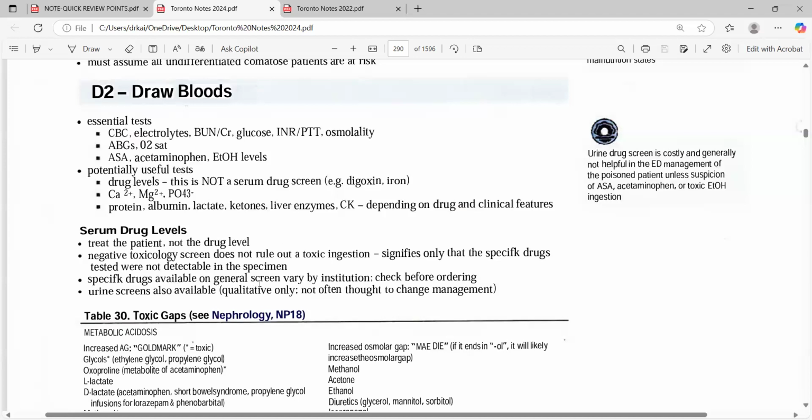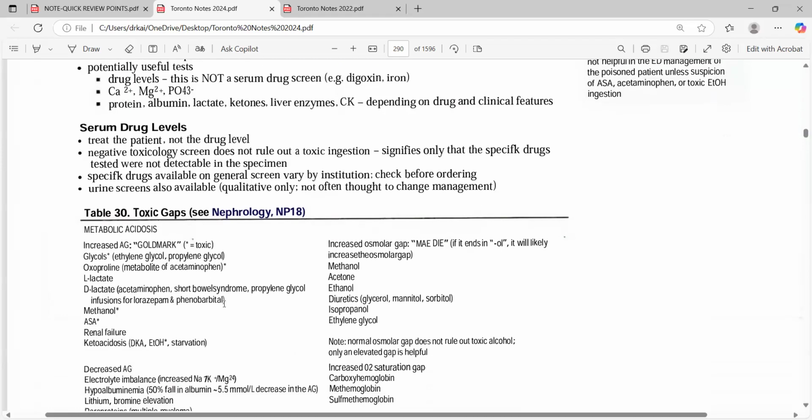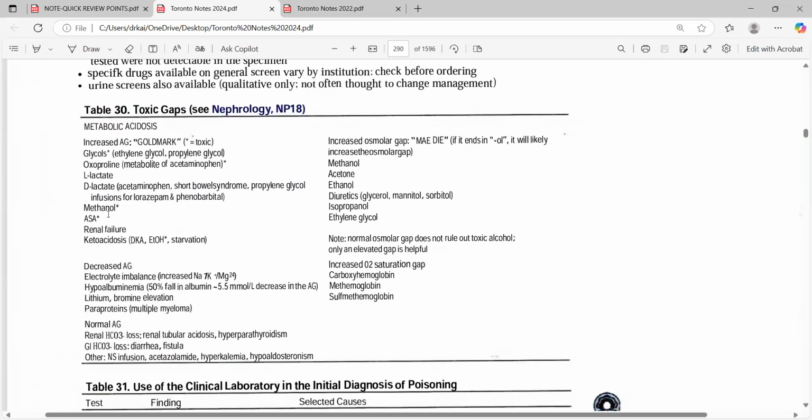Specific drugs are available on the drug screen, and urine lab screens are also available. Now, this table you have to remember on your fingertips. There is no shortcut to it. You might remember the mnemonic, but you still have to remember what it stands for. In metabolic acidosis, there is an increased anion gap, a decreased anion gap, and a normal anion gap. You need to know which one is which.